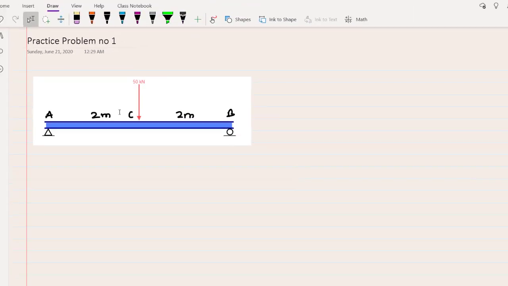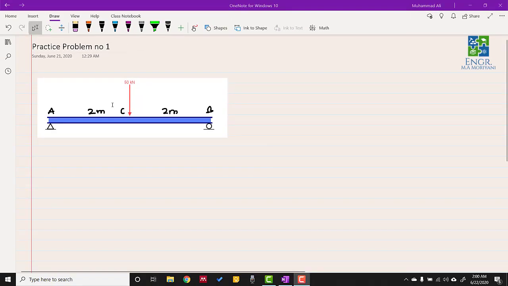Now, in order for us to draw the shear force and bending moment diagram, the first step is to draw the free body diagram. A free body diagram is a diagram in which we represent the reaction forces as well as the external forces and nothing else. So this horizontal line represents the beam.